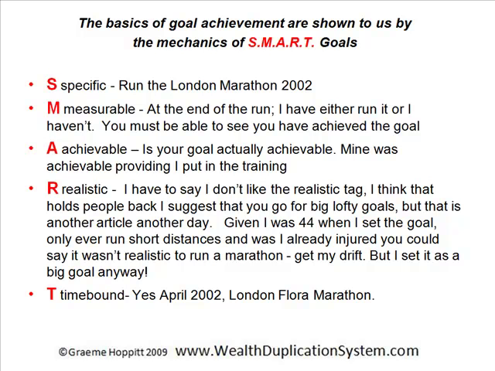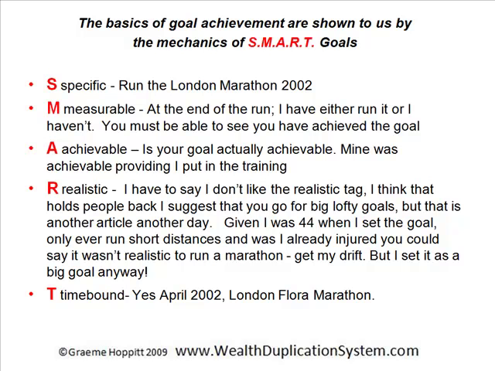A is achievable. Is your goal actually achievable? Now, mine was achievable, provided I put in the training. Make sure your goal is achievable. R is realistic. Now I have to say, I don't personally buy into the realistic tag. I think that actually holds people back, and I personally suggest you go for a big lofty goal. But that's an article for another day, or a video for another day even.